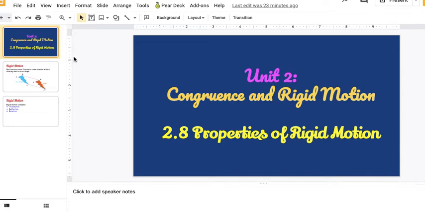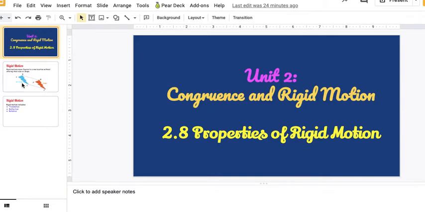Hello everyone, today we are going to introduce the last topic of this unit. This topic is more like a summary of the discussion we had about rigid motion, and it is called properties of rigid motion. Today we are going to look at this topic through an example, and we can discuss how we answer those types of questions by using the properties of rigid motion.